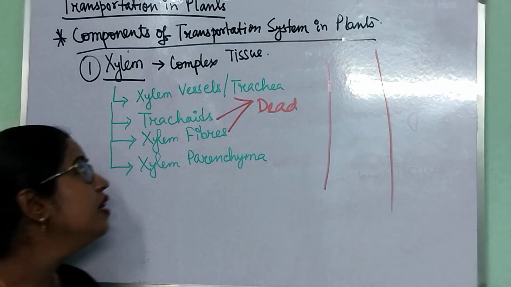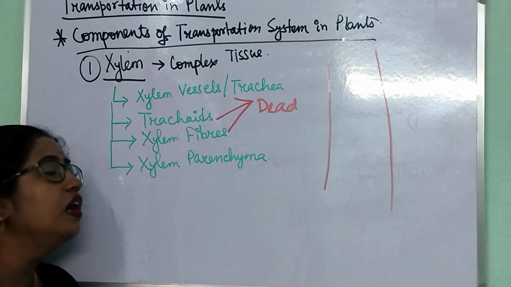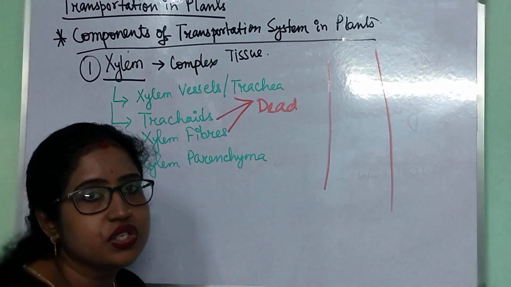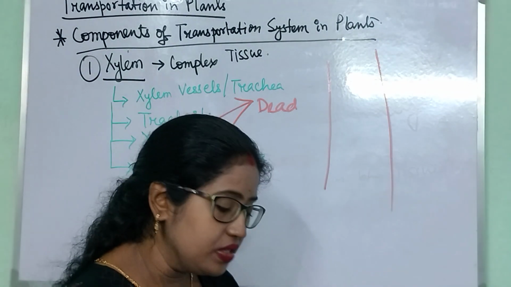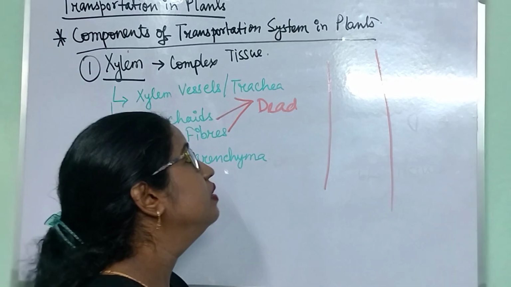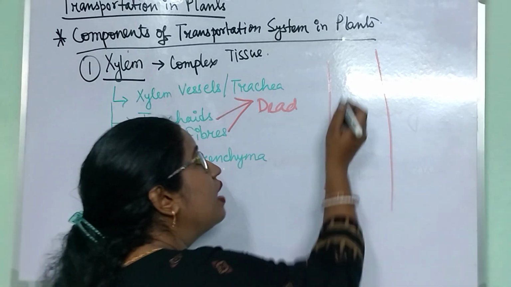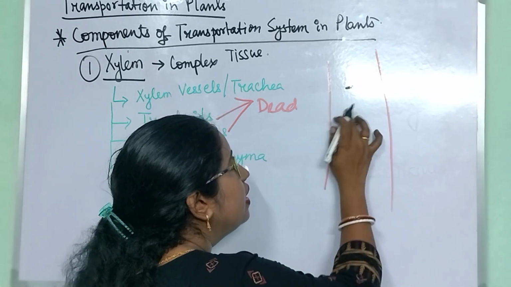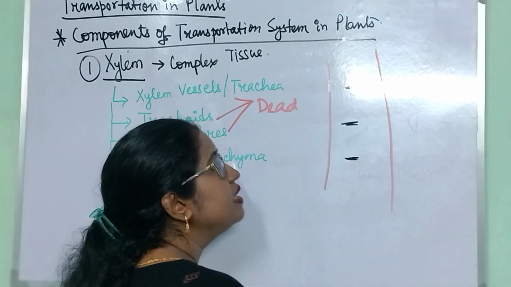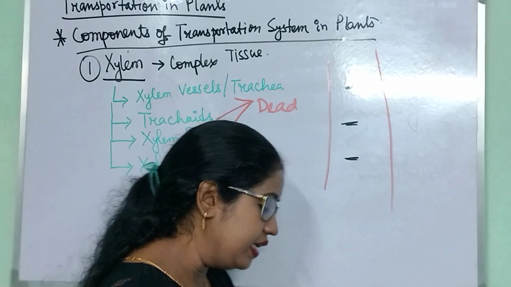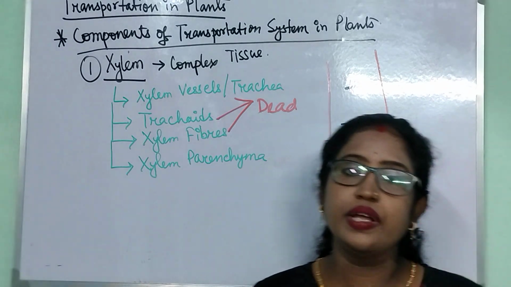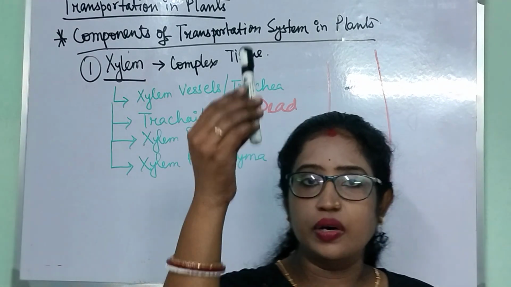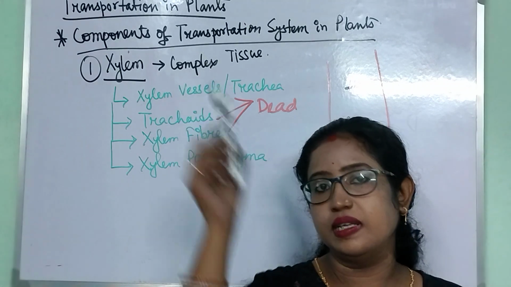So the trachea or the tracheids are elongated, cell-like structures, dead cells, which conduct water and minerals. And between two cells there are some pits. These pits actually help in the upward movement of the water taken up by the root hair, and it moves upward from the root to the leaves.